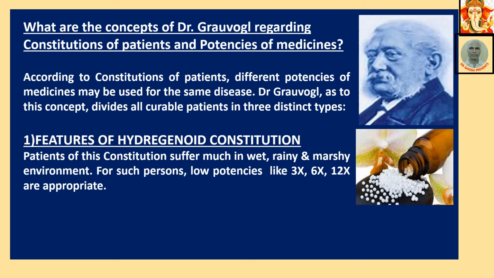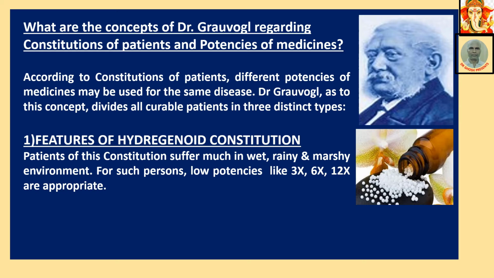What is the concept of Dr. Grauvogl regarding constitution of patients and potencies of medicines? This is a unique approach. This approach is available in homeopathy and tissue salt therapy. No other therapies. In no other therapies.